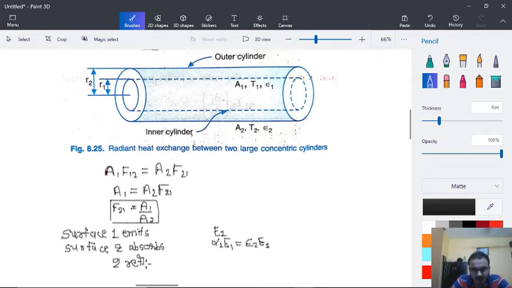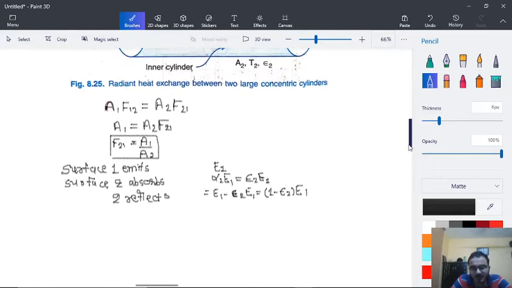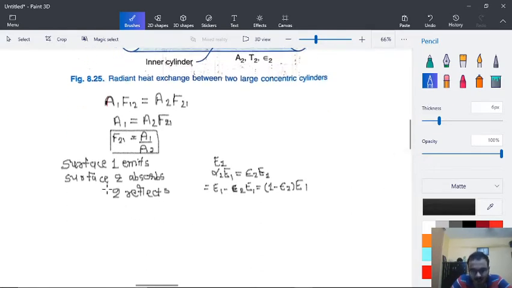So how much surface 2 will reflect? Here it will be equal to E1 minus epsilon 2 E1, which is equal to 1 minus epsilon 2 E1. Now this is being reflected. Now surface 1 will absorb.